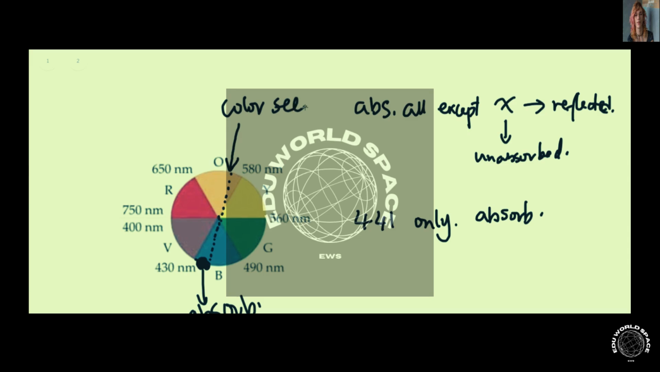So since the complex ion absorbs light of blue color, which is in the region of 430 to 490, the color that we see for this complex will be an orange color. So that is the answer for part B.